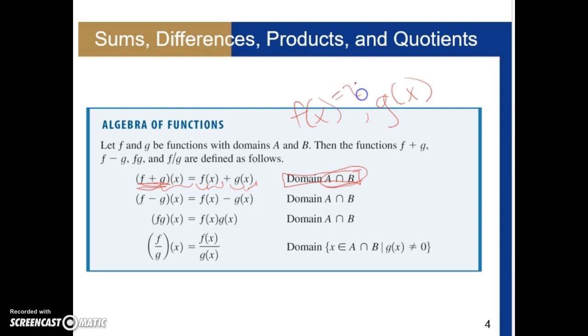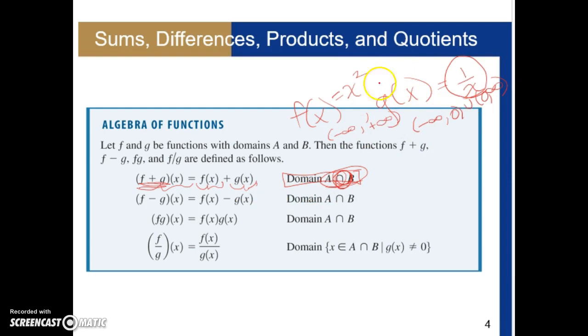Let's say f of x was x squared, and let's say g of x was 1 over x. Well, the domain of x squared is all real numbers, no problem. But the domain of g of x, we have to kick out 0, right? We're not going to have any output values for an input value of 0. So that's why it's not the union, it's the intersection. It's where those two overlap.